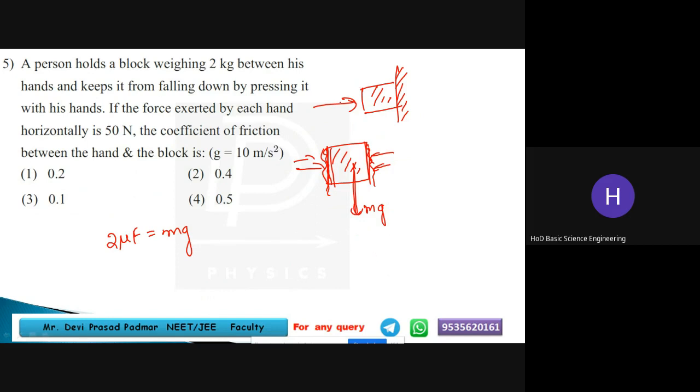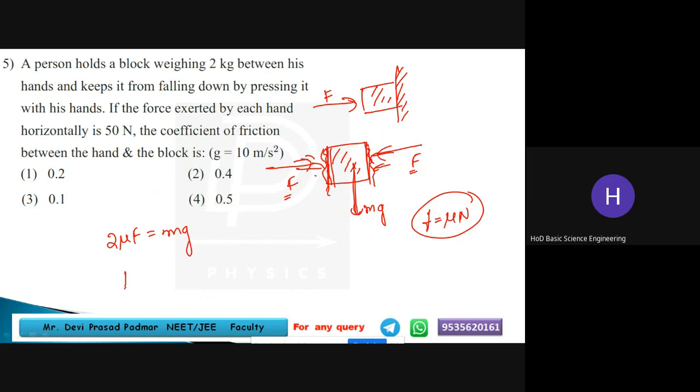So here you are applying some force on this side, and here also you are applying some force. Generally we write frictional force is nothing but mu into n. Here, instead of n, you have to consider the applied force. Since there are 2 forces acting from both sides, the total can be written as 2 times mu into f.